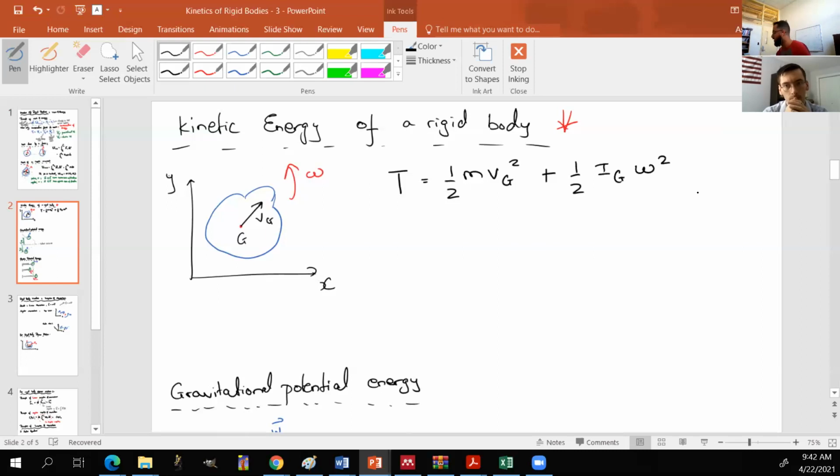What I mean by that is, if you find your VG and it has i hat and j hat components, make sure you convert that into a scalar quantity by taking the square root of the square of the x component plus the square of the y component. Yeah, absolute value, or magnitude. The same thing, so scalar quantity.